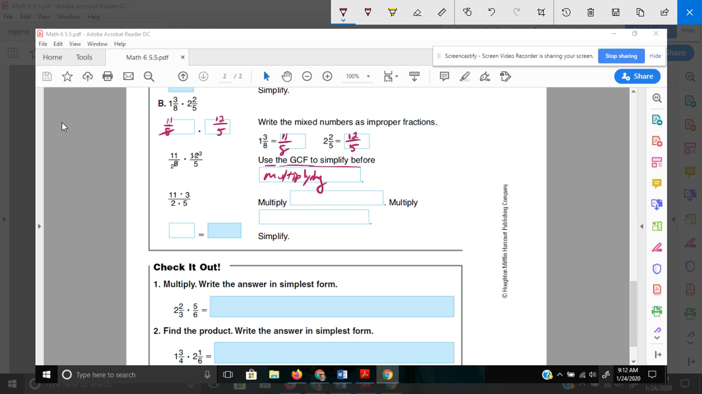12 and 8 have a common factor of 4. 8 divided by 4 is 2. 12 divided by 4 is 3. Now I'll multiply across. Top times top, bottom times bottom. So multiply numerators and multiply denominators. 11 times 3 would give me 33 over 2 times 5 is 10. And 10 goes into 33 3 whole times, which would be 30. There'd be 3 left over, and keep my denominator of 10. So 3 and 3/10.